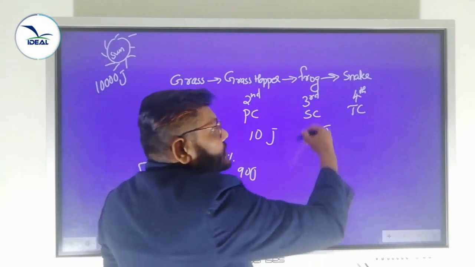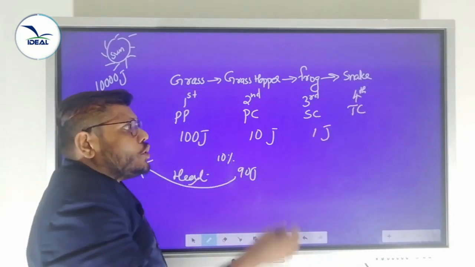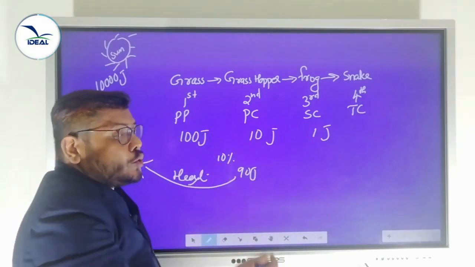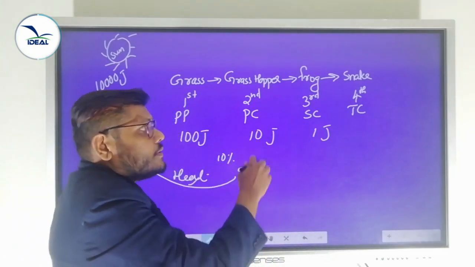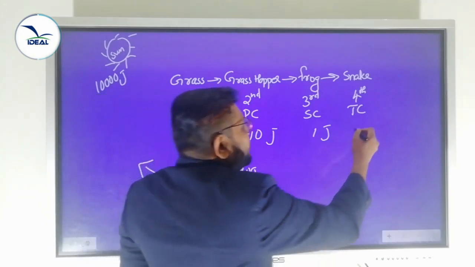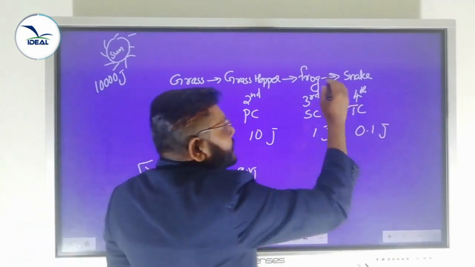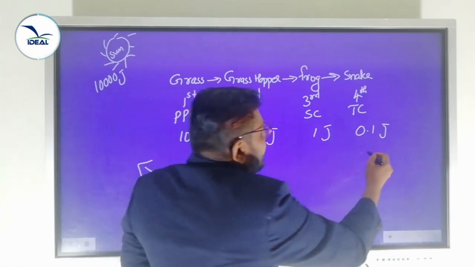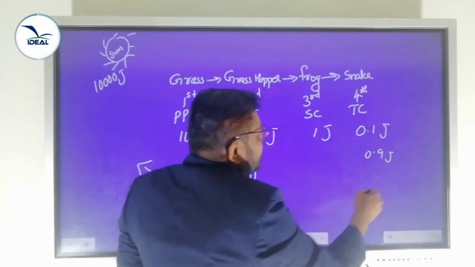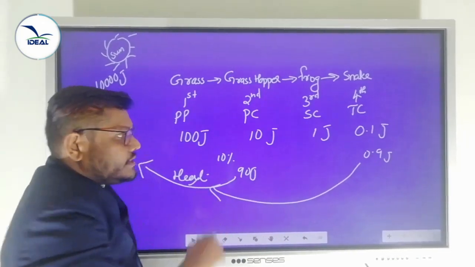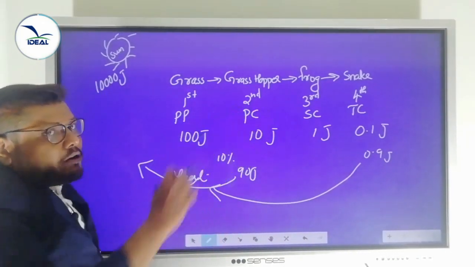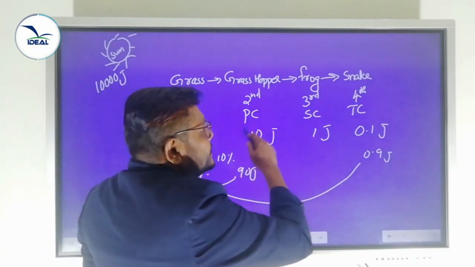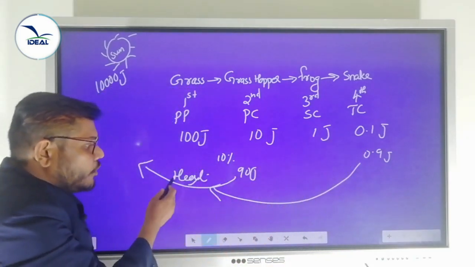Next, the frog is eaten by the snake. At that time, the total energy present in the frog is 1 joule. From that 1 joule, only 10% is transferred from frog to snake. So only 0.1 joule. The snake got 0.1 joule. So the remaining 0.9 joule is lost in the form of what? Heat. So if you observe this particular food chain, we can see that there is a loss of energy in each and every trophic level, in the form of heat.